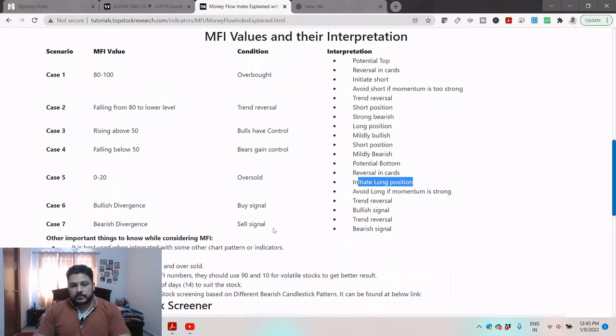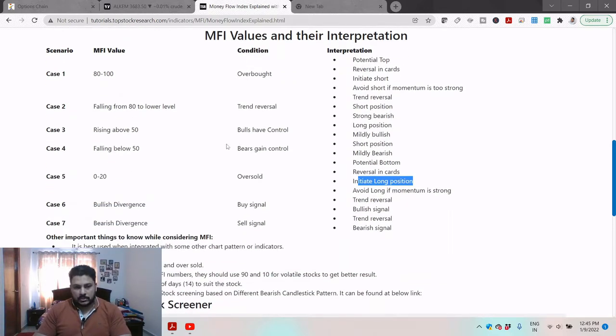Now, how do we use this is the biggest challenge. If you say, oh, it's nice, we should always scan for 0 to 20 oversold stocks and expect a reversal, that is not true, because this phase is the consolidation phase, and it is going to take a longer period of time.